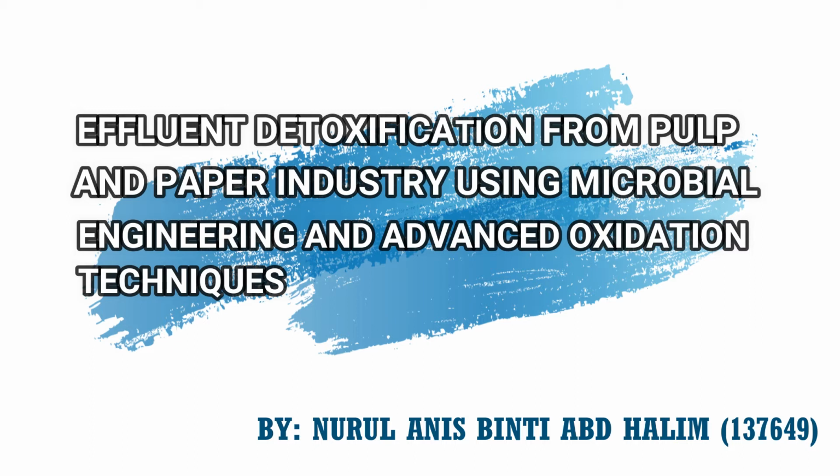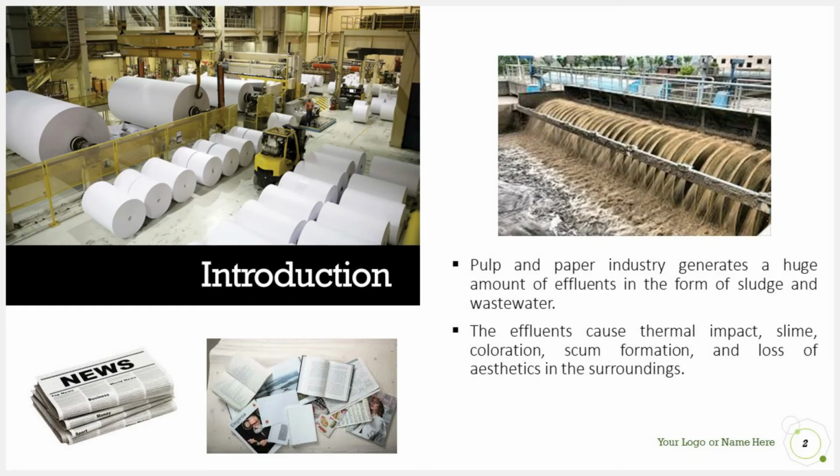Today, in this video, I will explain the effluent detoxification from the pulp and paper industry using microbial engineering and advanced oxidation techniques. Paper is one of the largest commodities used in our daily routines in various forms, such as newspaper, office work, school, and many more. The pulp and paper industry generates a huge amount of effluents in the form of sludge and wastewater. Therefore, effluent treatment is required before proper disposal in order to check the toxicity of the surroundings of this waste.